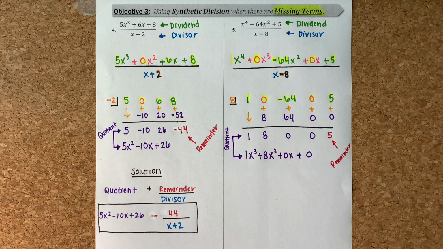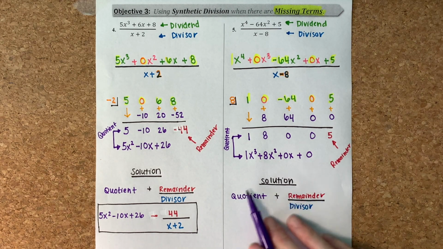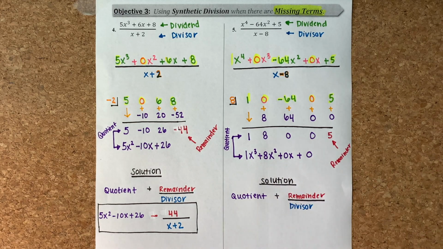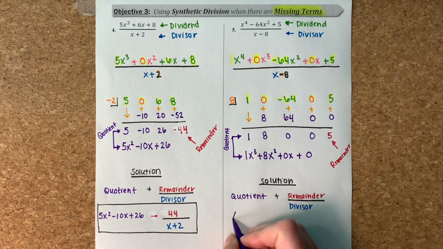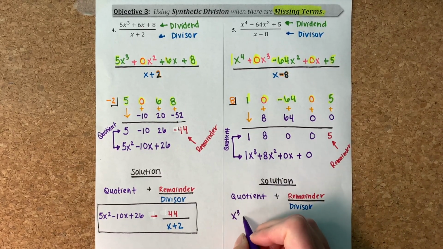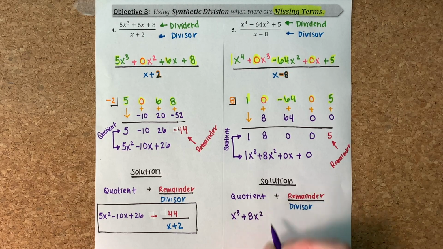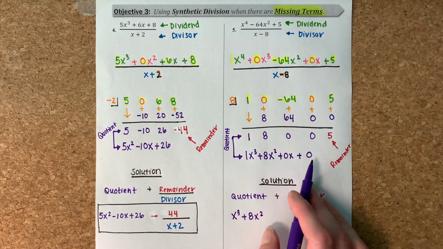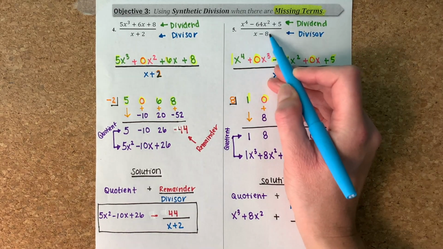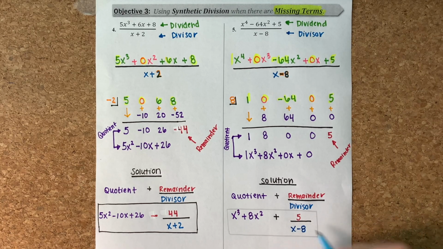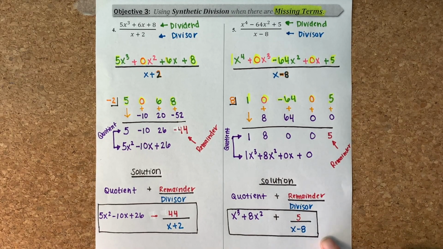Now let's write our final solution. And we will write our final answer in this form. We'll start with the quotient. Now let's make sure to write the quotient in simplest form. 1x cubed can just be written as x cubed plus 8x squared. And since these terms involve zeros, we don't have to write them. So our quotient in simplest form is just x cubed plus 8x squared. Then we add the remainder, which is 5, divided by the divisor, which is x minus 8. So this is our final, fully simplified answer.